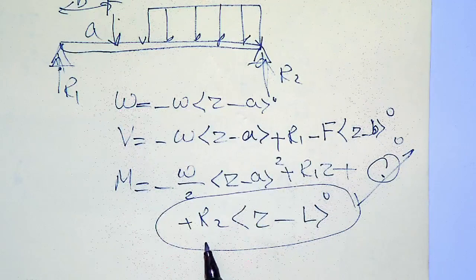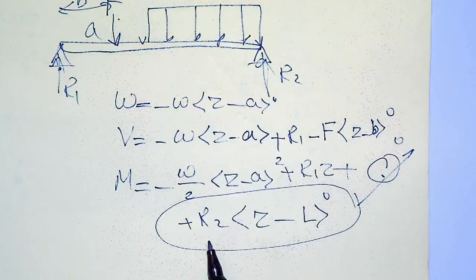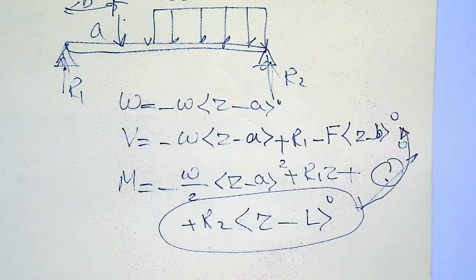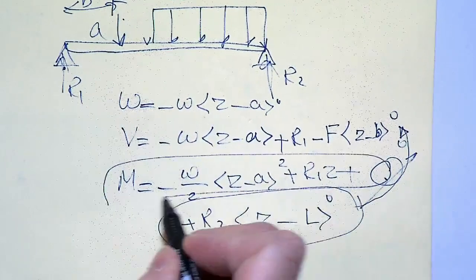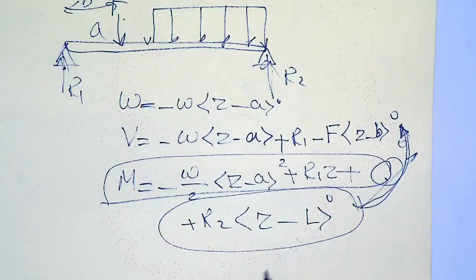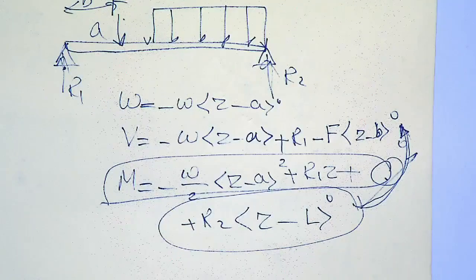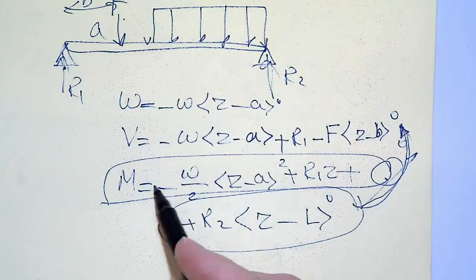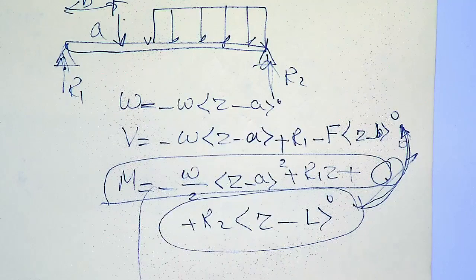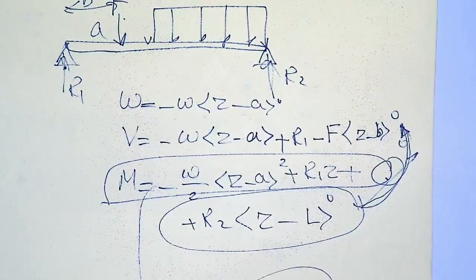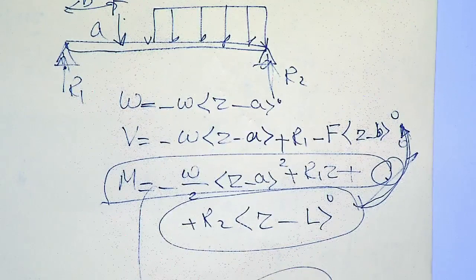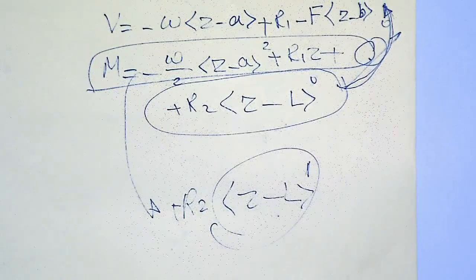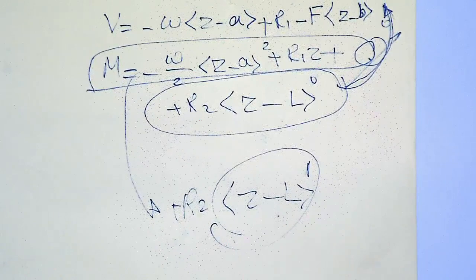How come you don't add the R2 to the value? I'll add it, R2. Why don't you add it for shear? Sorry, this is here. I'm sorry, forget about it. This is for R2. I didn't have a space, so I wrote it here. Does it make sense? Okay. So you can add it, but it does not affect the solution. For this one, you end up with R2 times Z minus L to the power of 1. But this is always going to be 0. That bit's always zero.